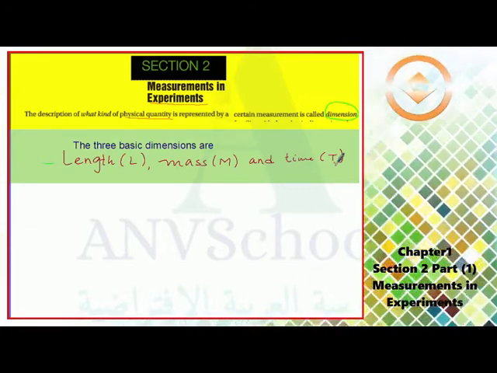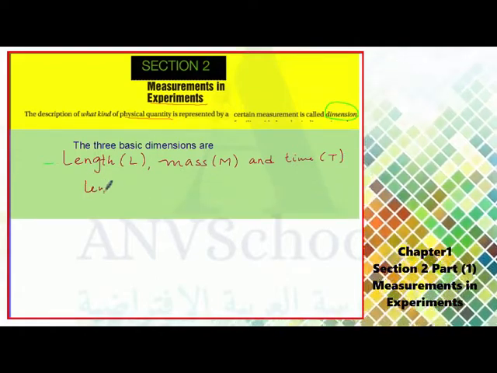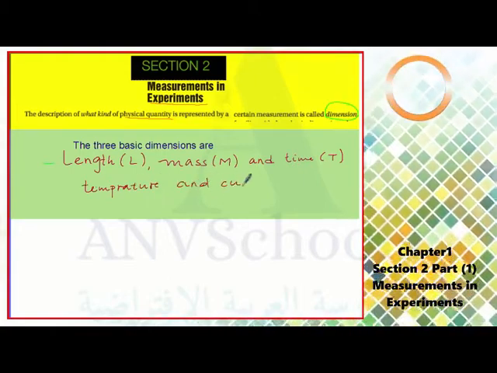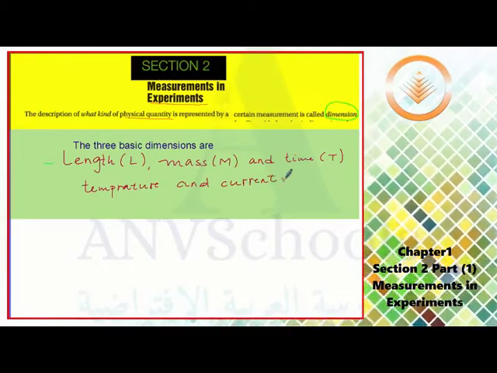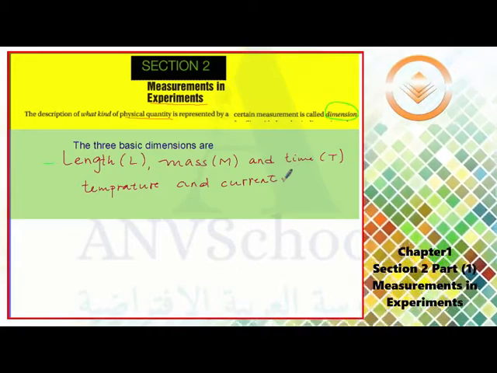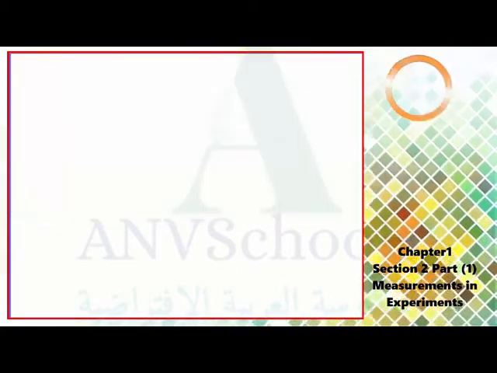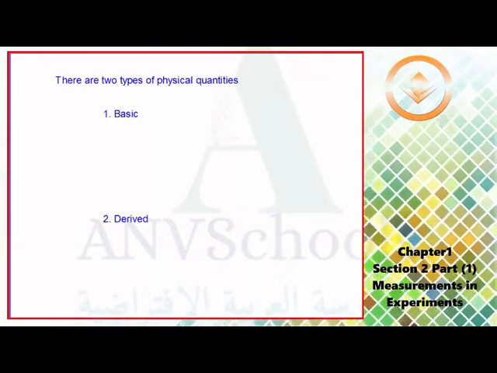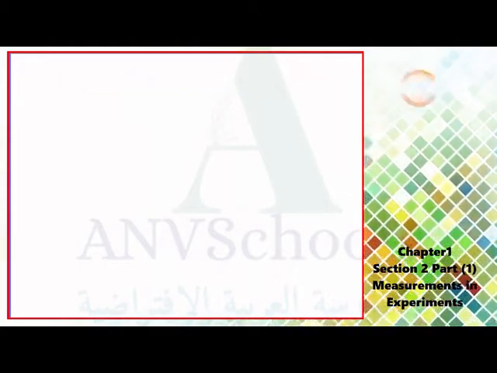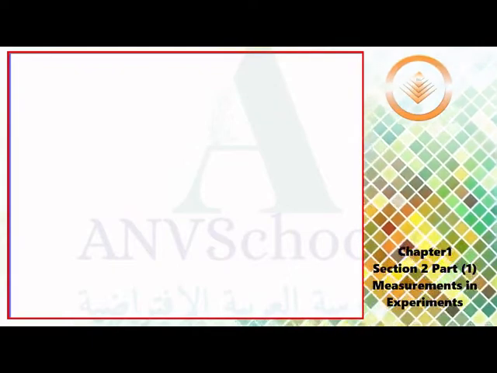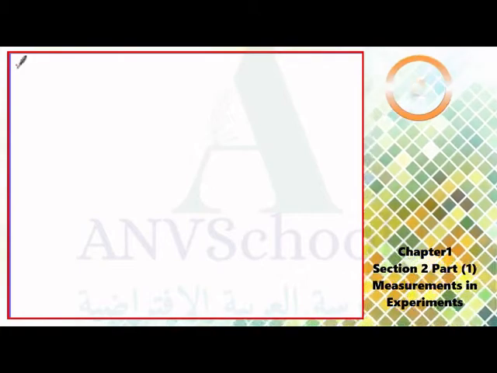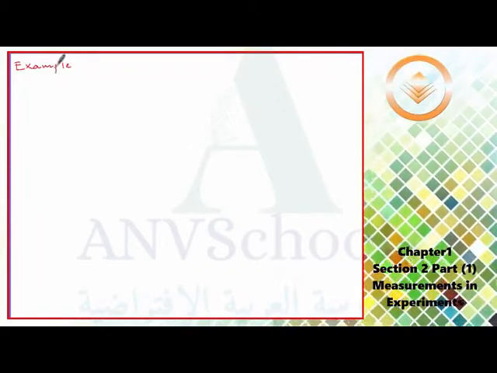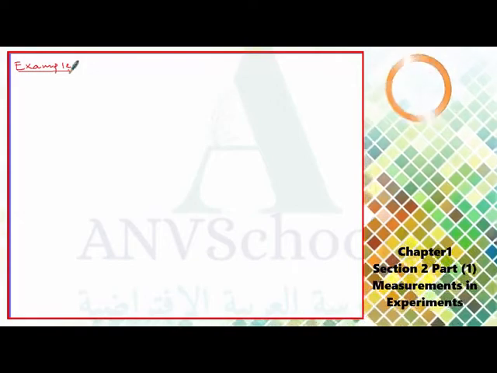Sometimes, by the way, we can also add temperature and current, when there is heat and electricity. But the 3 basic dimensions are mass, length, time, and sometimes temperature and current. For example, you may be given a physical quantity and asked to express it in dimension form. For example, write the dimensions of speed.